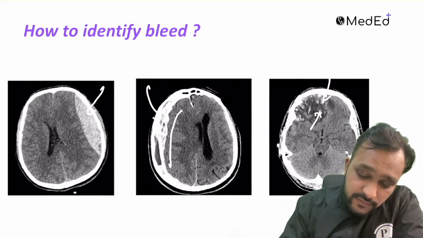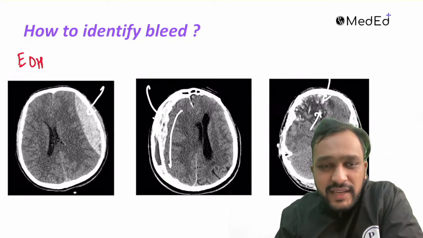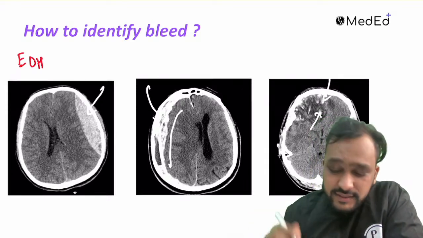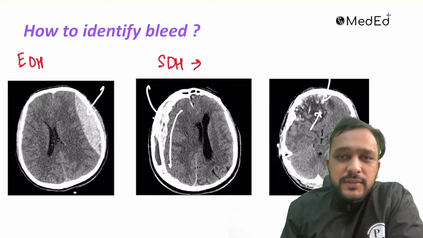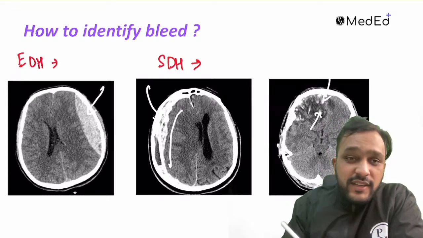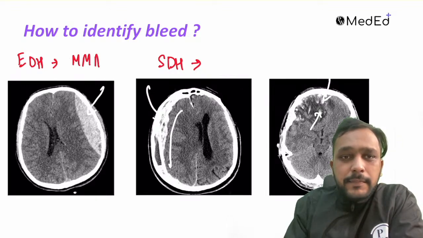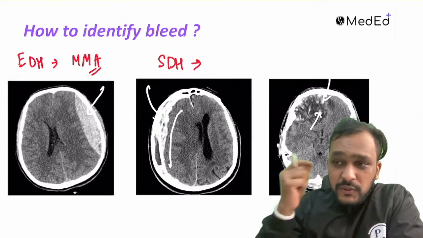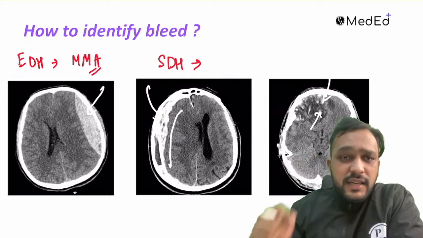So in the first image, this is a biconvex shaped bleed, and this is your extradural hemorrhage. Why? Because it is biconvex. If it is a concavo-convex shaped bleed, it is subdural hemorrhage, and it is due to the rupture of cortical bridging veins. Whereas extradural hemorrhage is due to the rupture of the middle meningeal artery, and you are going to see a lucid interval in these patients. Lucid interval will be present in the history of extradural hemorrhage.